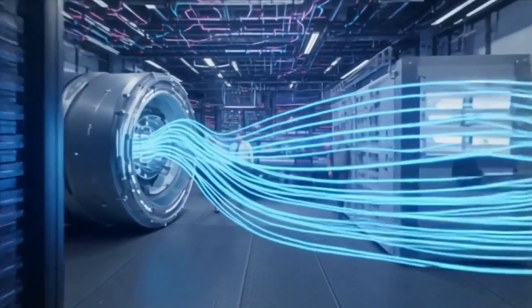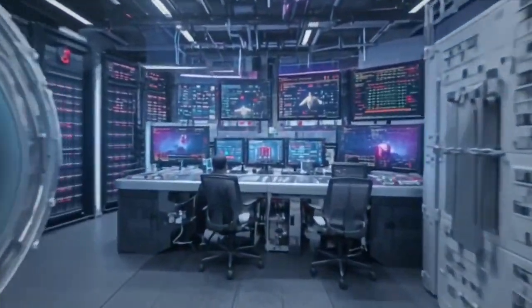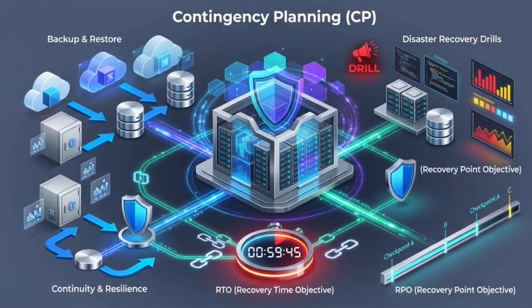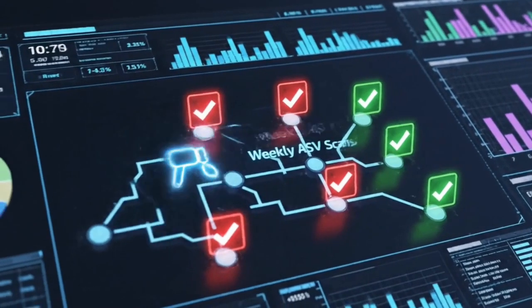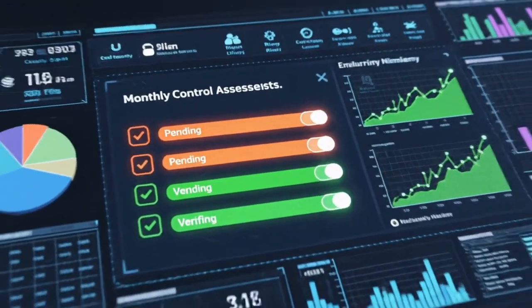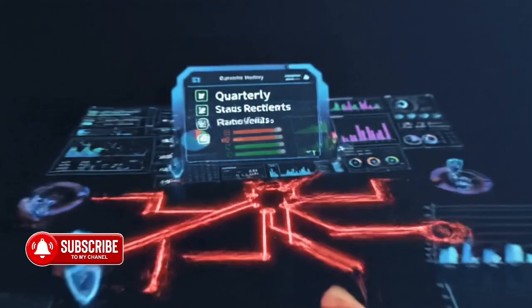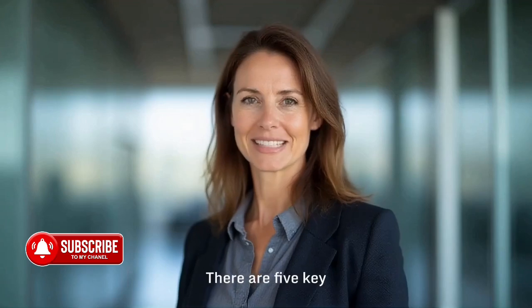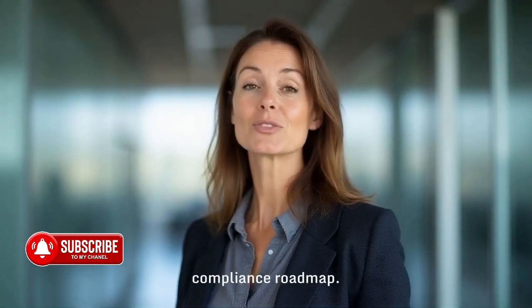Contingency planning takes care of backup and restore processes, disaster recovery drills, documented recovery time objectives, RTOs, and recovery point objectives, RPOs. Continuous monitoring talks about weekly external vulnerability scans, monthly control assessments, quarterly security status reports, and annual penetration tests. There are 5 key phases of the FedRAMP compliance roadmap.